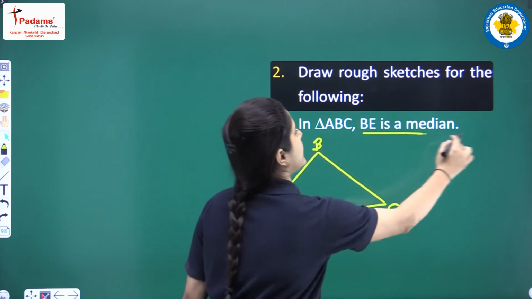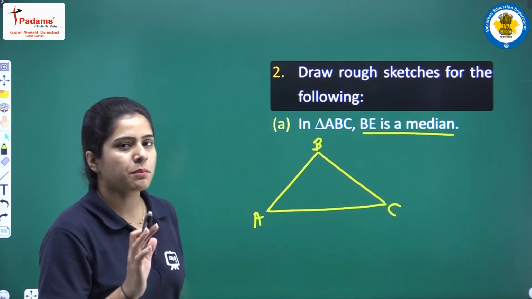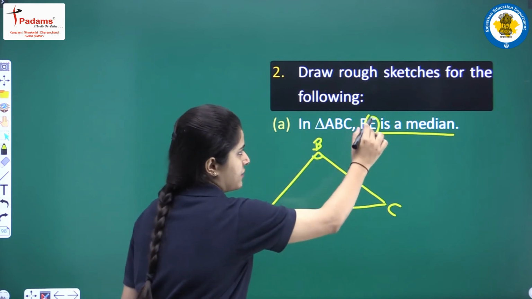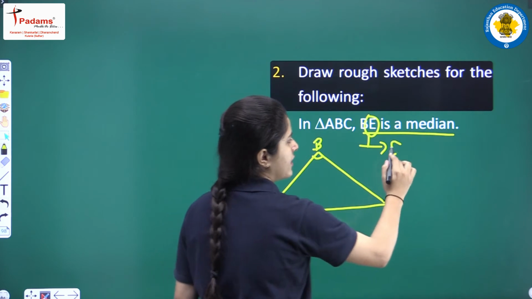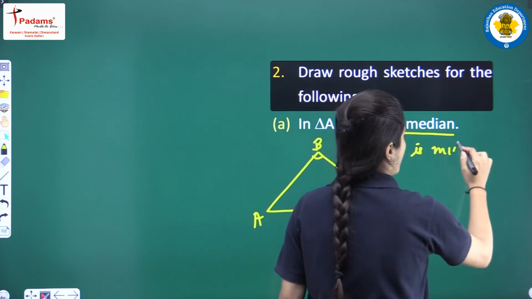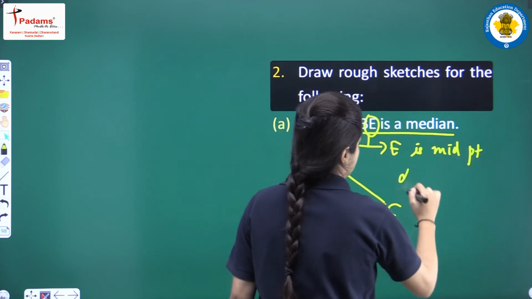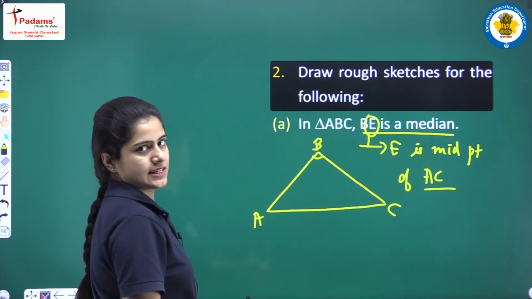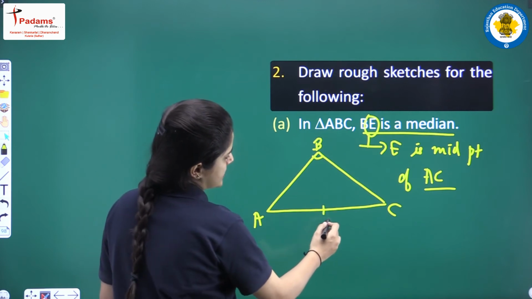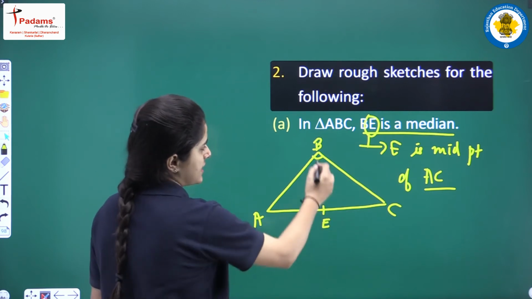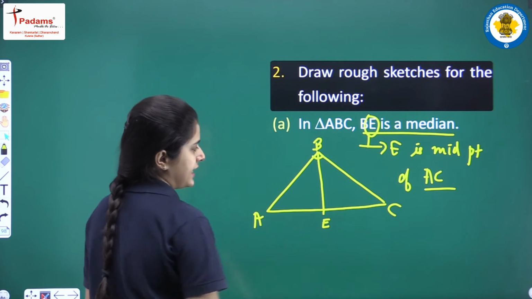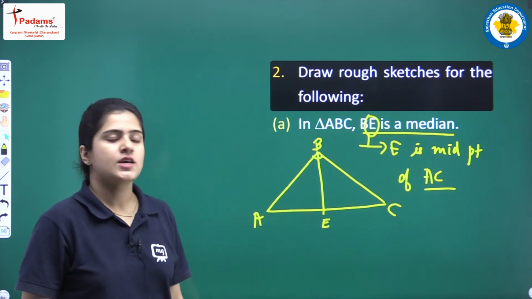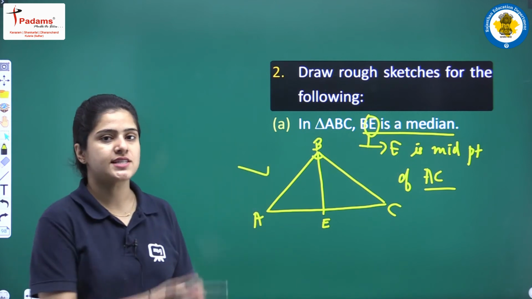In this, students, BE is the median. So BE is joining the vertex B with some point E, where E is the midpoint of AC, which is the opposite side of this vertex. Okay students, so E is the midpoint of AC, so when you are joining B with E, it is the median. So BE is the median students. So this is the rough sketch of this first statement.